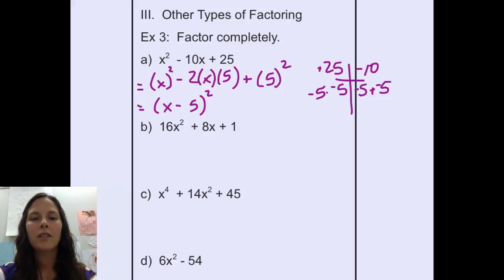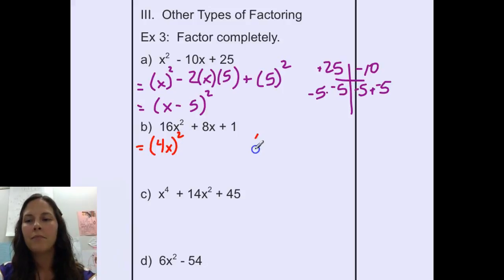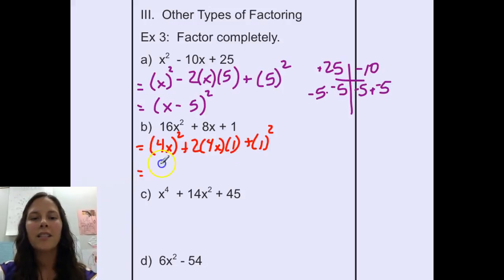Our next one looks like it could be a perfect square trinomial. 16x squared is a perfect square. 1 is a perfect square. And that middle term is 2 times the 4x times the 1. So to factor this as a binomial squared, we take the first term and the last term. The sign that we keep is the sign on the middle term.